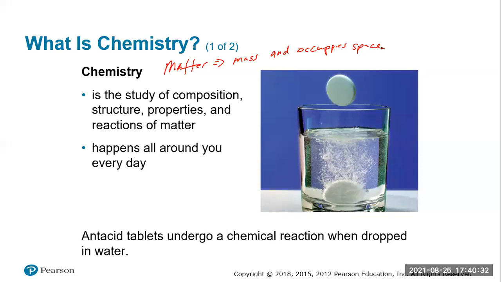And when we think about matter, in chemistry we study how matter changes. Some common things we look at are how matter changes as it goes through different phases, from solid to liquid to gas. We also study how matter reacts or how it resists reactions. And we study the composition, structure, and properties of matter and how things react.